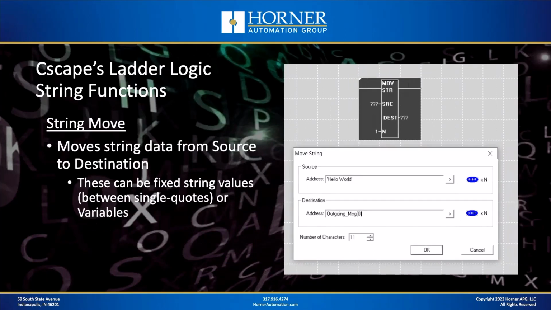Next, we have the built-in string move function. Pretty self-explanatory. In this scenario, you're going to move string type data from a source to a destination. And just like the previous function block, both those inputs, source and destination, can either be fixed strings between single quotes or actual variable names. And if they're variables, they're going to be byte type arrays.